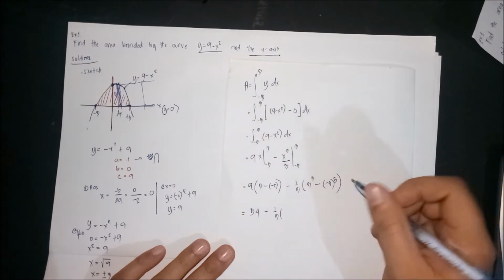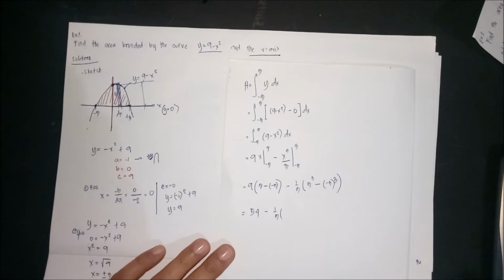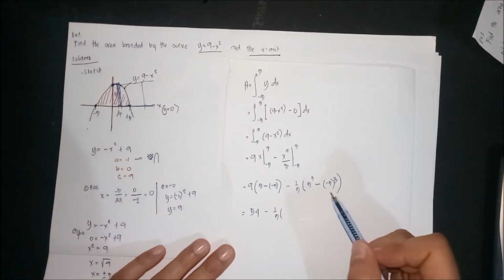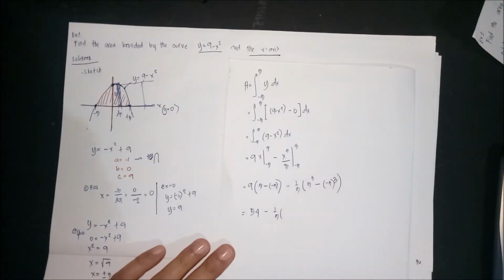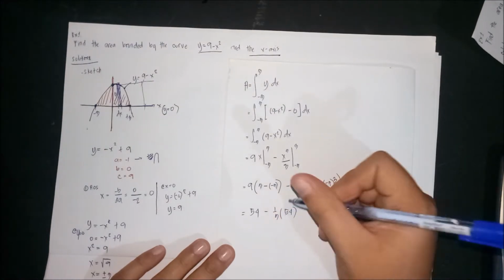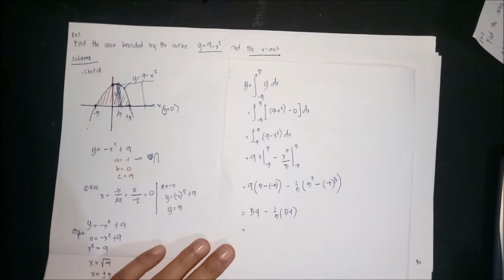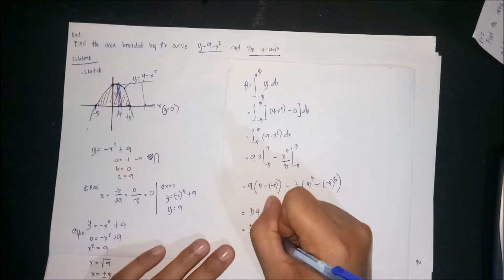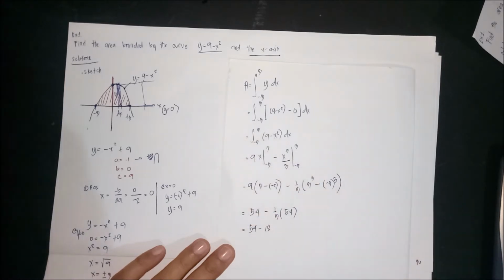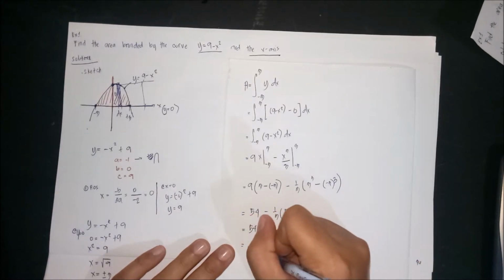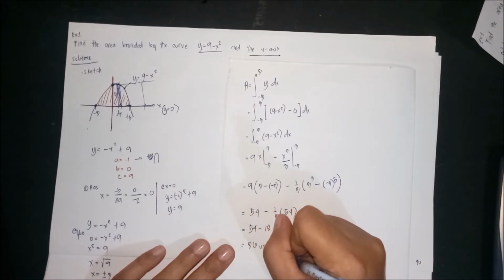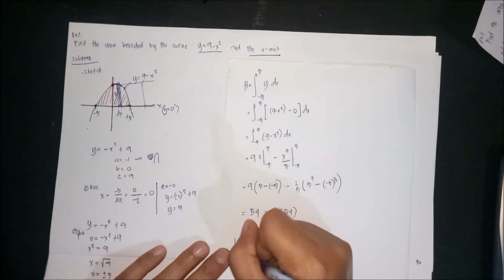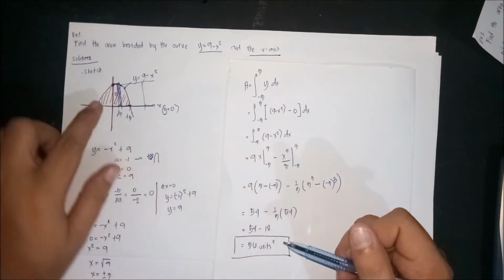Minus 1/3. Sa loob class, 3 cube is 27. This becomes negative 27. So 27 plus 27, that is 54. And so this is equal to 54 divided by 3, class, is 18. Minus 18. Minus 18 would be 36. 36 units square. Unit square class kasi hindi given yung unit natin.